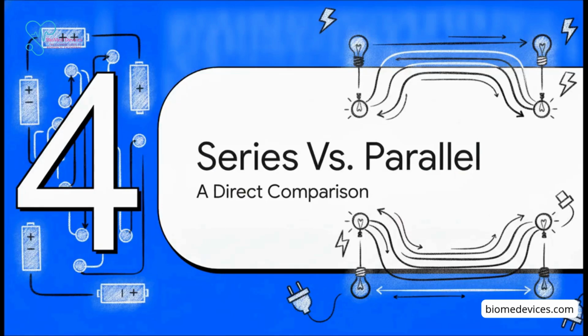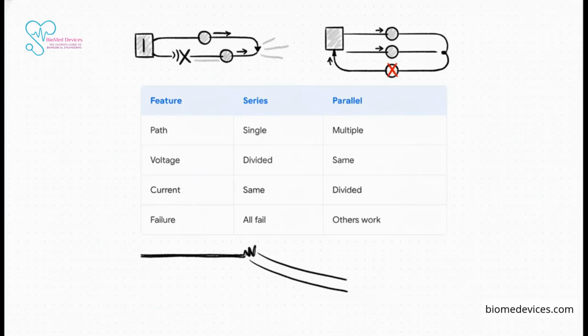Section 4. Series versus parallel. Let's synthesize everything we've learned and view these two concepts side by side. When we compare them directly, we see exactly how the physical structure dictates the electrical behavior. In a series circuit, you have one single path, so the current is identical everywhere, but the voltage divides. If a break happens, everything fails.